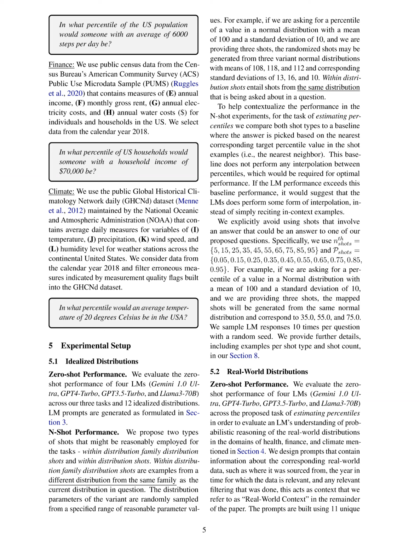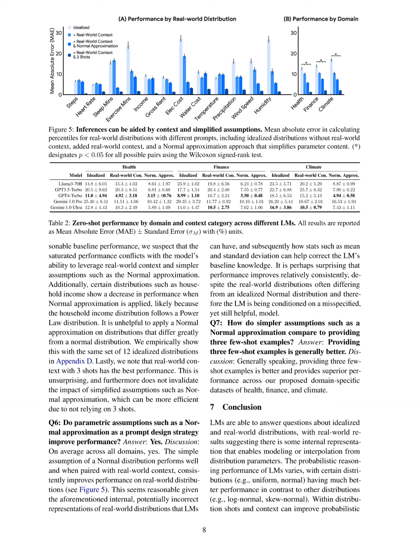Additionally, the method explores the use of simplified assumptions, such as a normal distribution approximation, to improve LM performance on real-world distributions. It compares the performance of providing a normal approximation versus providing 3 few-shot examples, showing that both strategies can enhance LM performance, with the few-shot examples generally performing better. Overall, the method systematically evaluates LM performance on probabilistic reasoning tasks across idealized and real-world distributions, considering the impact of context, prompt design strategies, and the use of simplified assumptions to enhance LM capabilities in probabilistic reasoning.